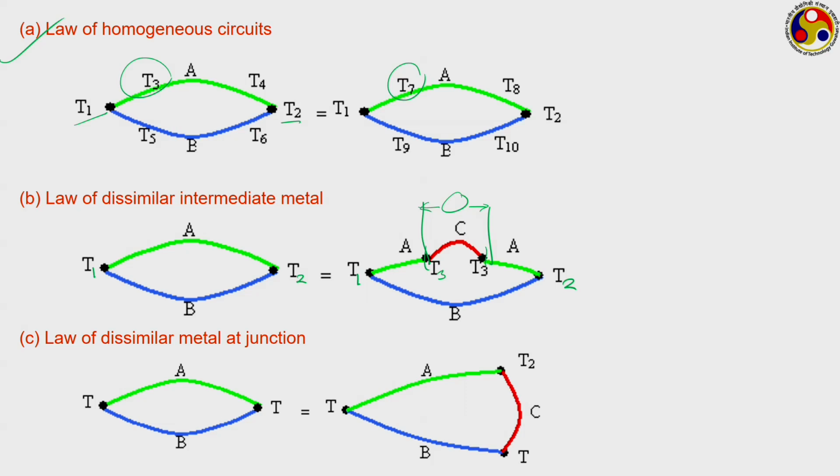Instead of having something in between, if we put it at one of the junctions, as long as the connections between A and C and B and C are kept at the same temperature T2, then you are going to get the same reading, which is what we most commonly do. This particular portion is kept at the location where you want the temperature measurement, and at the other end we put the voltage measuring instrument, and we do not get any error in the reading.